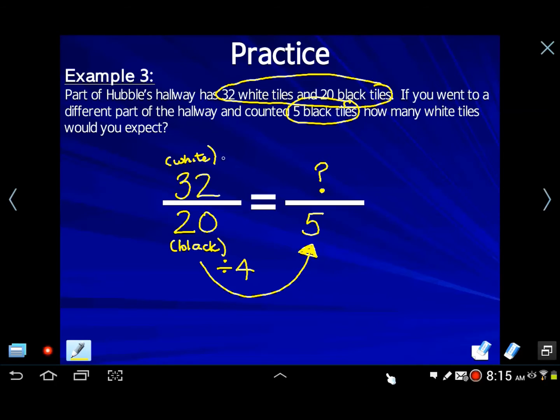And let's see if 32 divides by 4, and it does. So what's 32 divided by 4? You get 8. So you have 8 white. So you could expect if you went to another part of the school and looked at a particular section of the hallway, that if you were to count 5 black tiles, you would expect there to be 8 white tiles in the general vicinity.